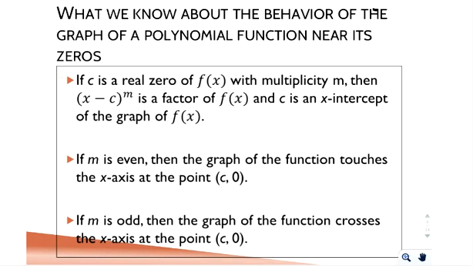So if c is a real zero with a multiplicity of m, well, if c is an x-intercept, then I know it comes from the factor x minus c. m tells me the number of times I get it, so it makes sense that that would be the exponent. And c is an x-intercept on the graph. Well, if the multiplicity is even, then the graph is going to touch the x-axis at that point. If m is odd, then it's going to cross the x-axis at that point. So if we have the end behavior, we can find the x-intercepts, and we know their multiplicity, we can sketch the graph very quickly. Okay?